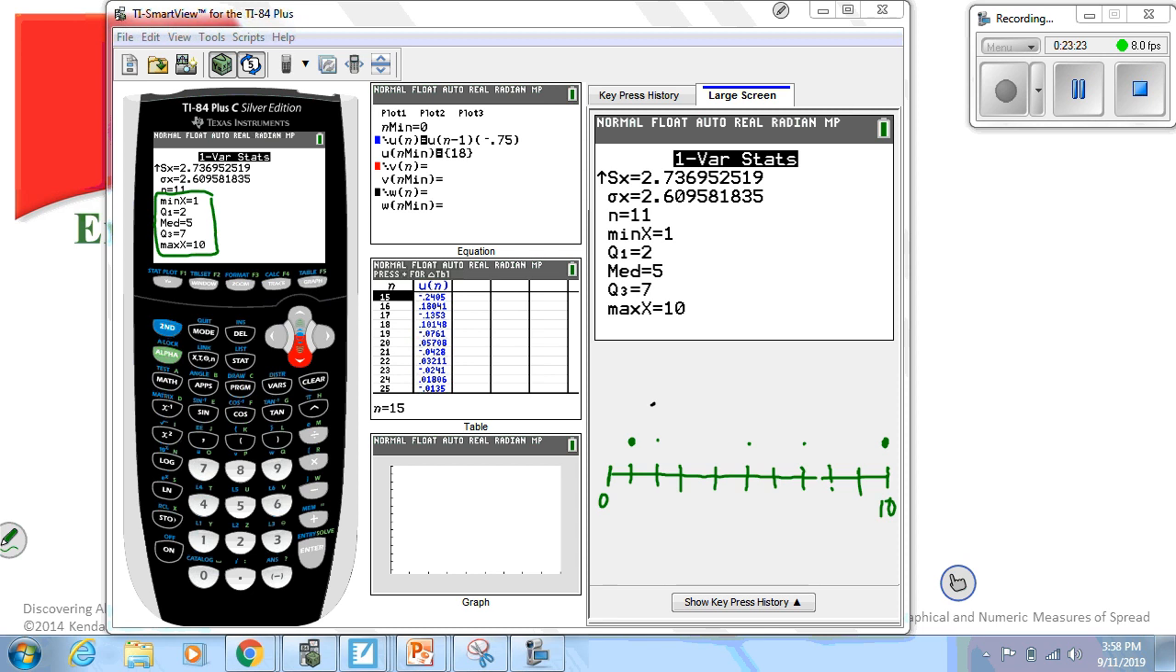So there's my 10. All right, so I'm going to draw a line from my minimum to Q1. Here's my median. Here's Q3. I'm going to draw my box. And then I'm going to draw my last whisker out to my maximum. So there's my box and whisker plot. Again, this is minimum, Q1, median, Q3, and max right there.